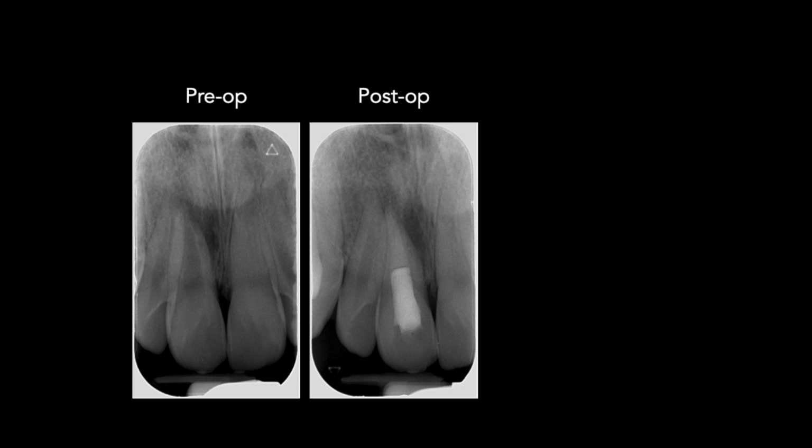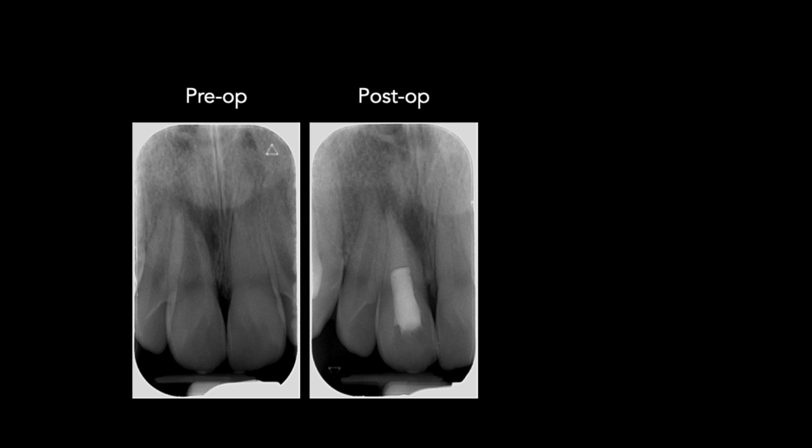So here's a typical kind of case. It's the maxillary right central incisor. It's a trauma case, and we almost routinely use CBCT in trauma cases. It's very easy to miss things on a radiograph. In this case, I wanted to know if there was any apical resorption. You can see a periapical lesion there.